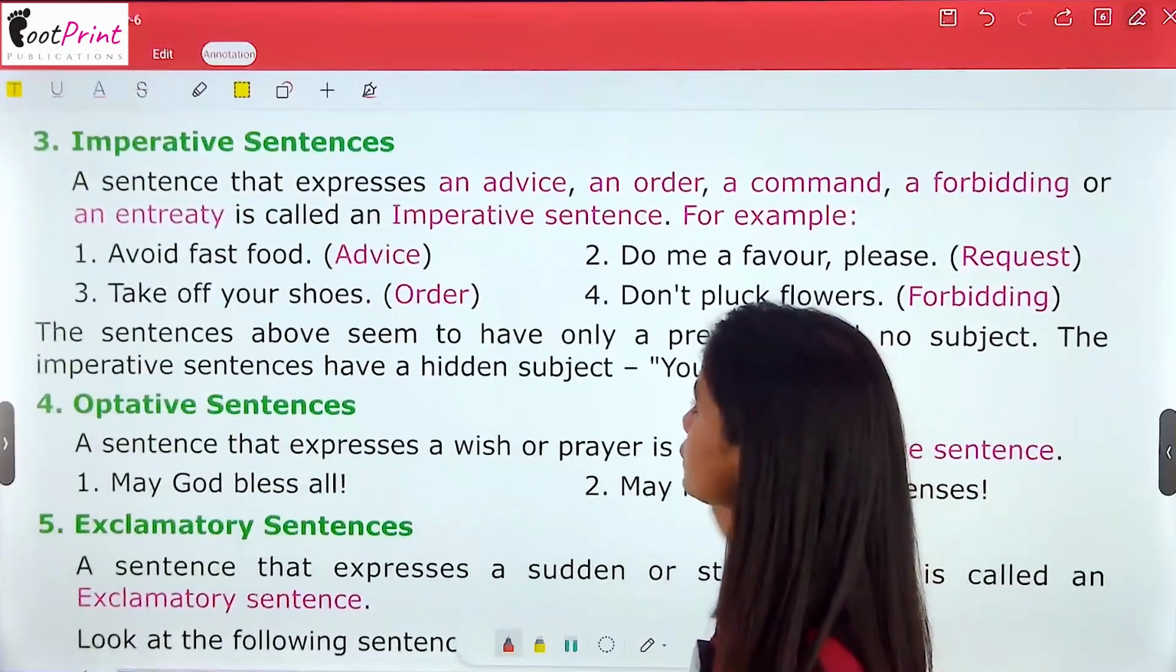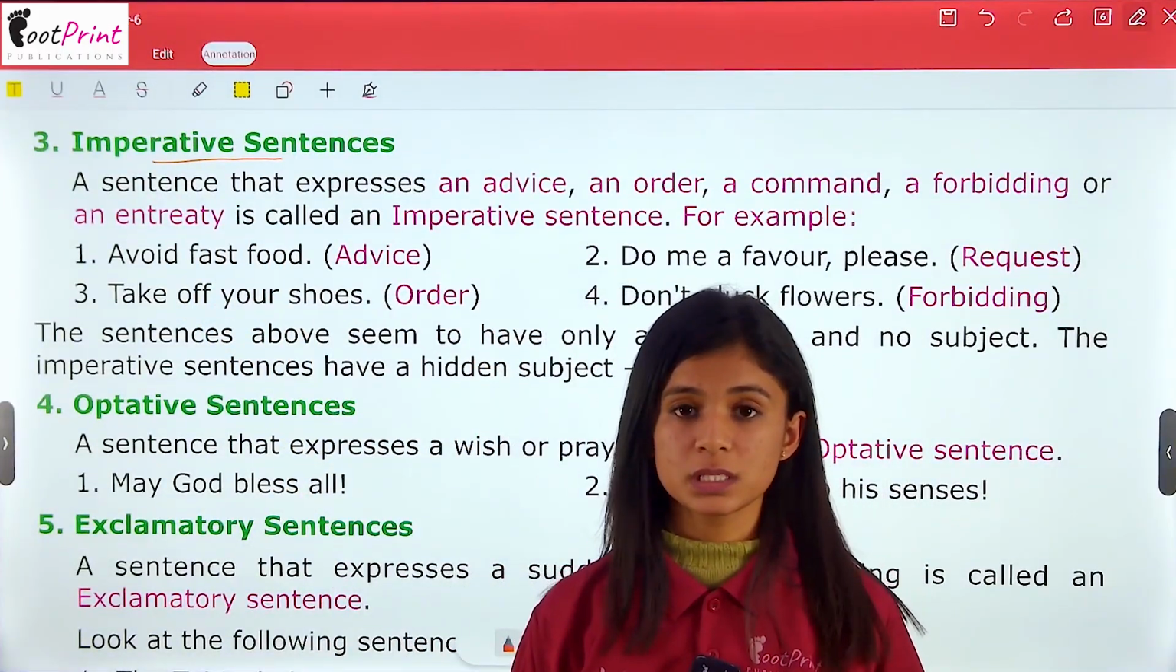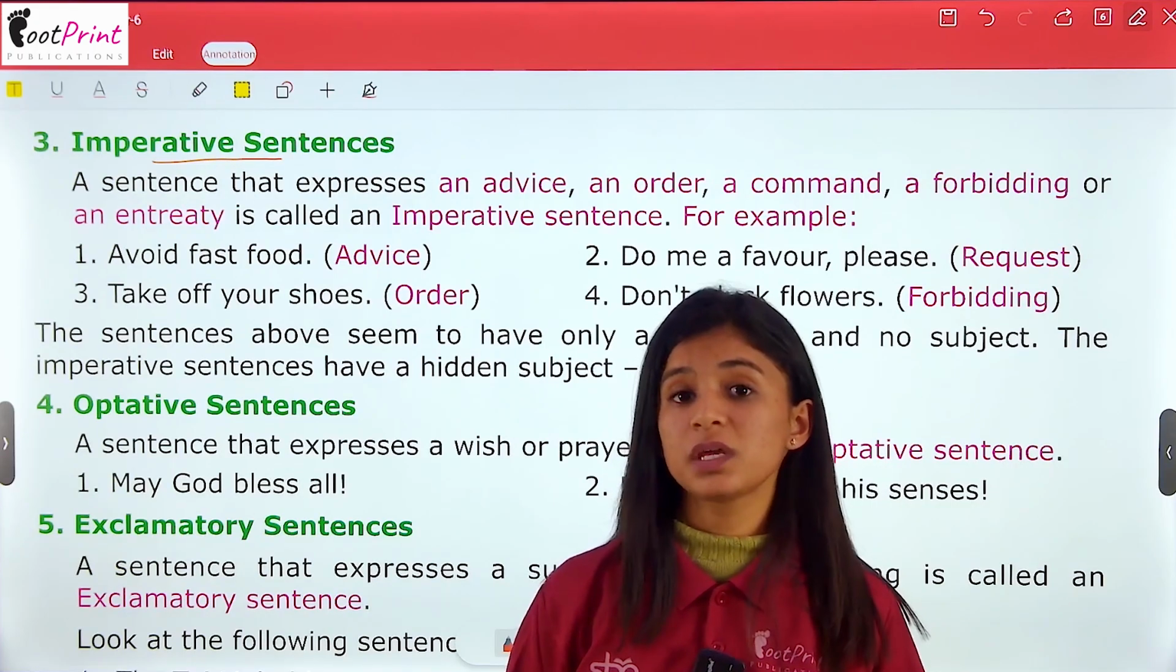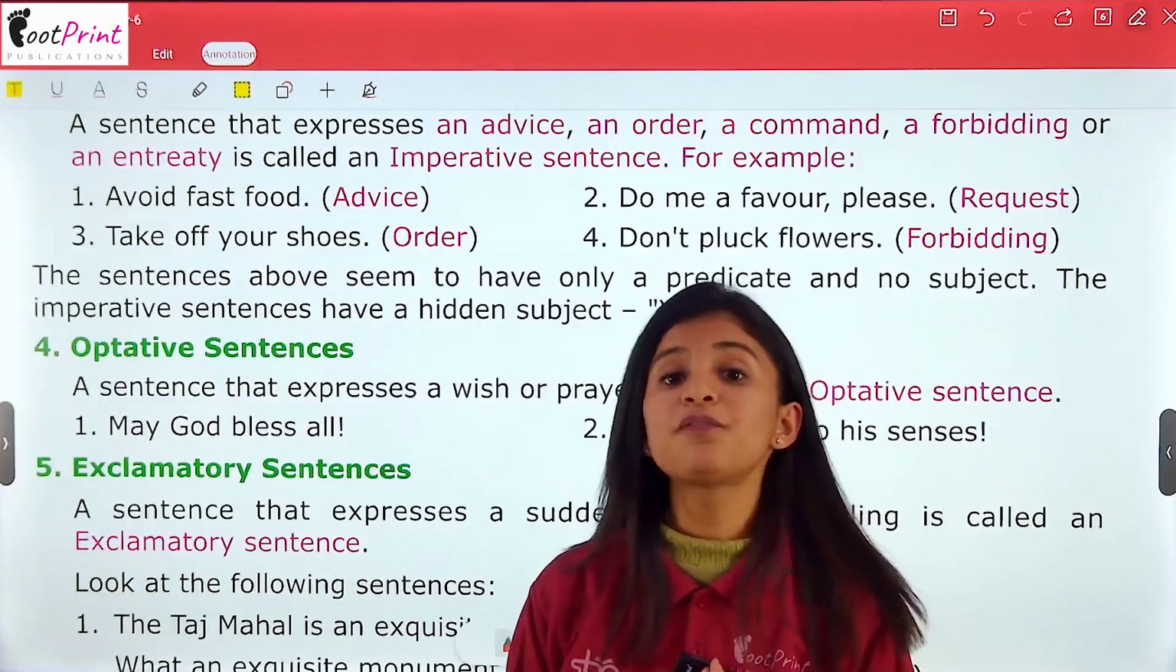Let's move on to the next kind of sentence, that is imperative sentences. So what are imperative sentences? The sentences which are giving an advice, an order or a command or a forbidding.